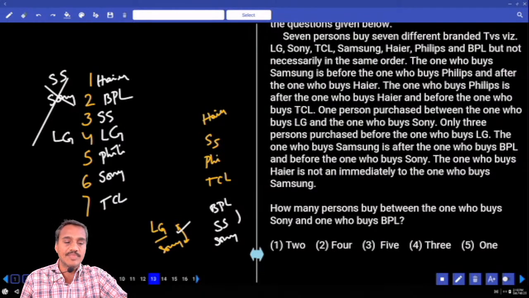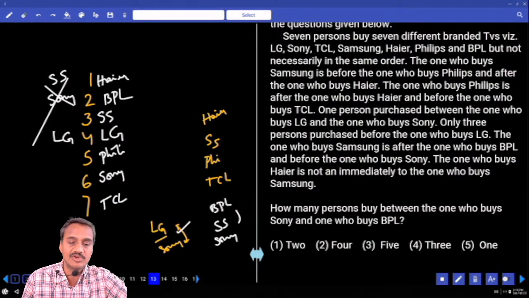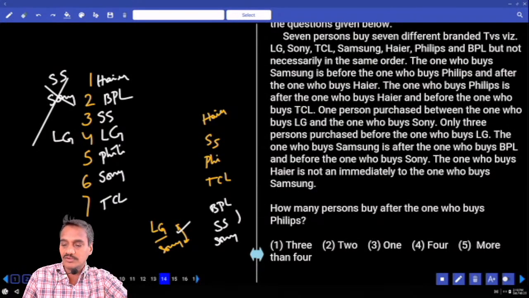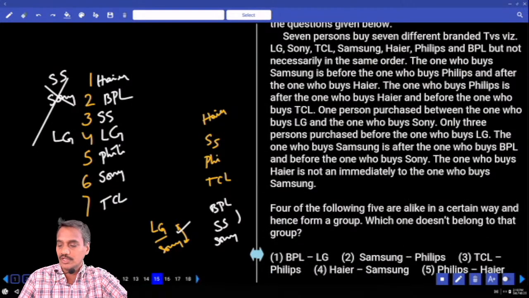Between Sony and BPL, how many people are there? Exactly 3, choice 4, question number 13. And how many persons buy after the one who buys Philips? After Philips there are exactly 2 people, that is choice 2, question number 14.